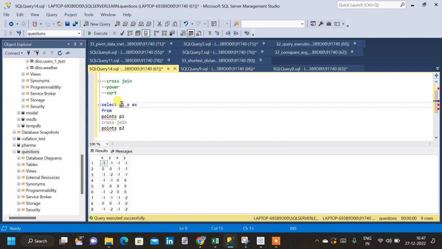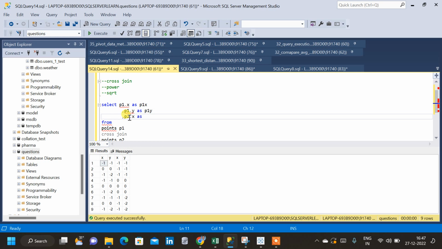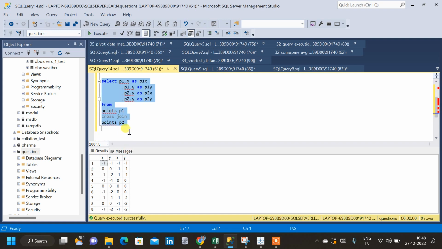P1.x as P1x, comma, P1.y as P1y, then P2.x as P2x, P2.y as P2y. So we have given names for all the four columns, so it is easy for us to understand. Now let us run the query once again. We can see that we have 4 columns.